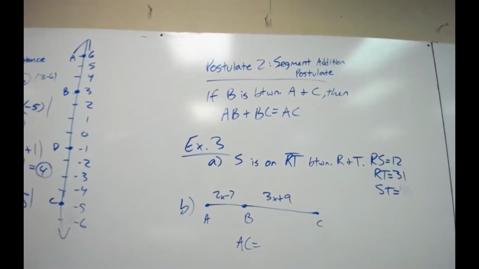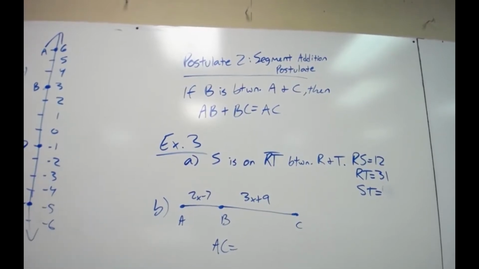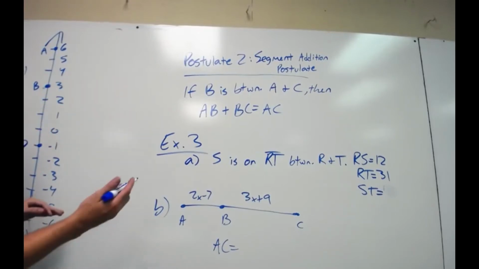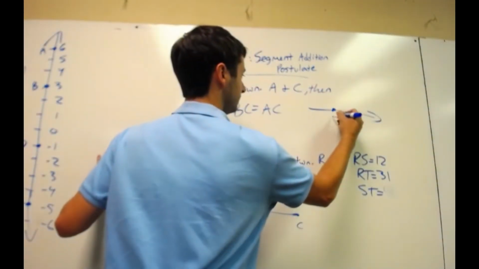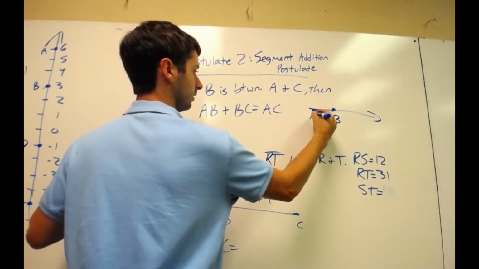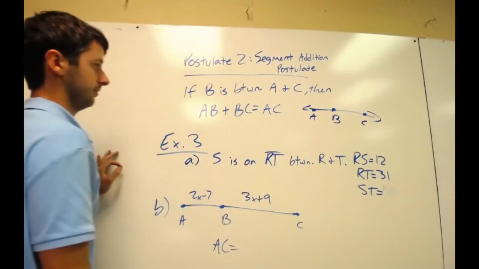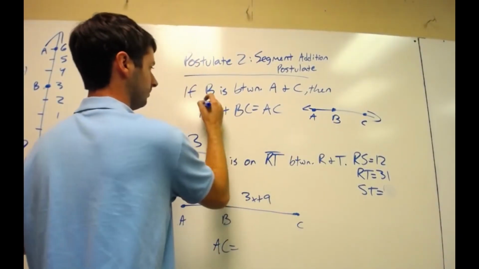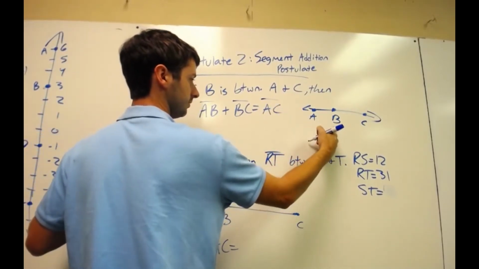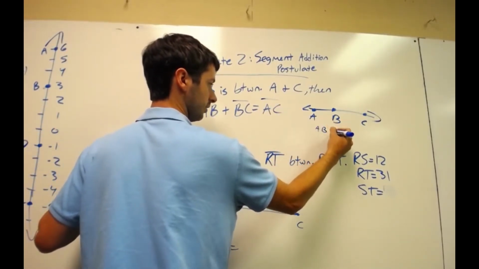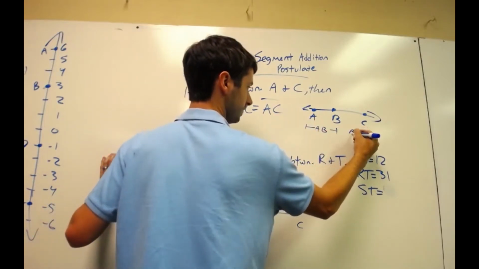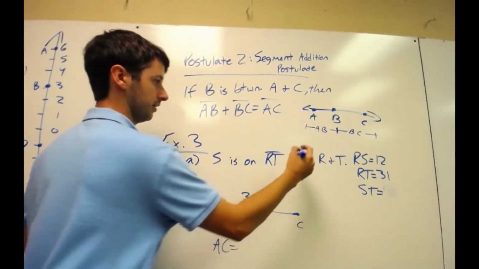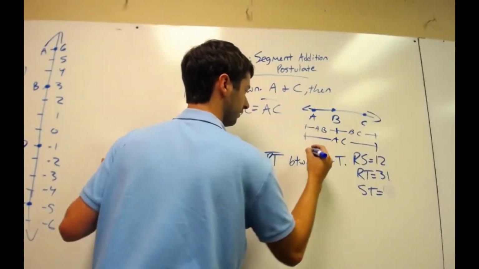Now looking at postulate 2, the segment addition postulate. If B is between A and C, then AB plus BC must equal the total AC. Very self-explanatory.